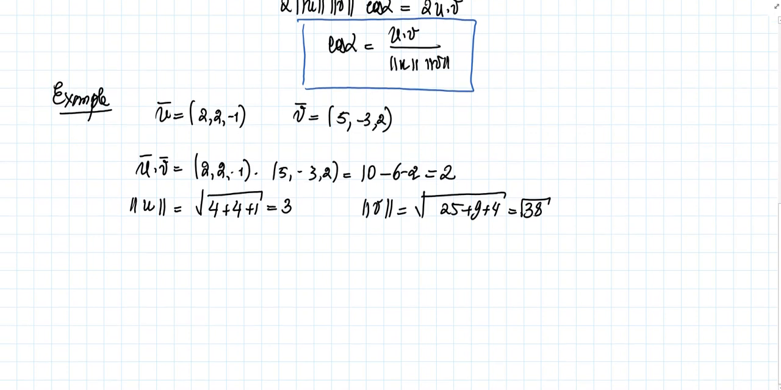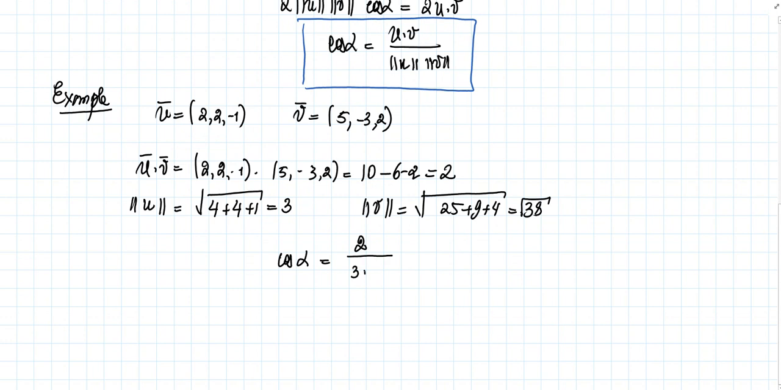Right? So the cosine of the angle between these two vectors is going to be equal to 8 divided by 3 multiplied by the square root of 38. Or the angle is going to be equal to the arc cosine of 8 divided by 3 square root of 38. We can find this angle using a calculator, for example, and this is going to be equal roughly to 84 degrees.